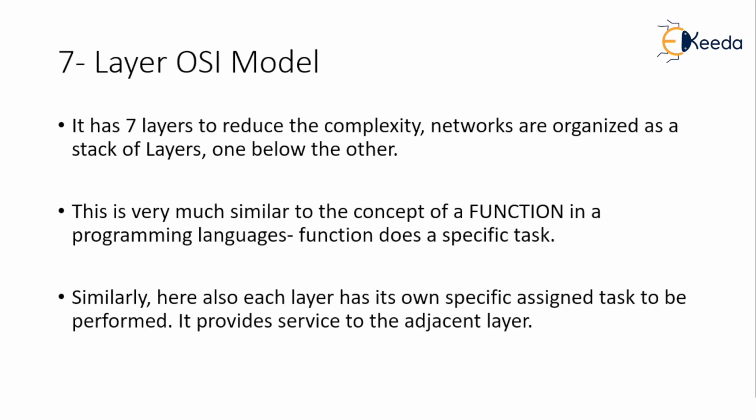We know that the OSI model comprises 7 layers. Why 7 layers? It has 7 layers to reduce the complexity. The networks are organized as a stack of layers, one below the other. It reduces the complexity in transferring the data over the network.